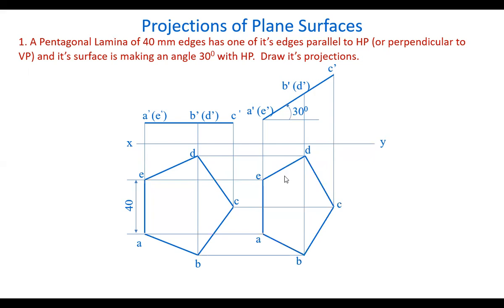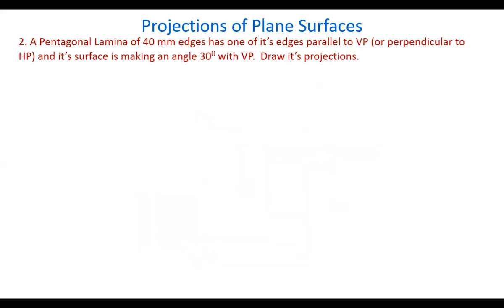Okay. Now, let's take another example. A pentagonal lamina of 40 mm edges has one of its edges parallel to VP. Here again, parallel to the vertical plane.